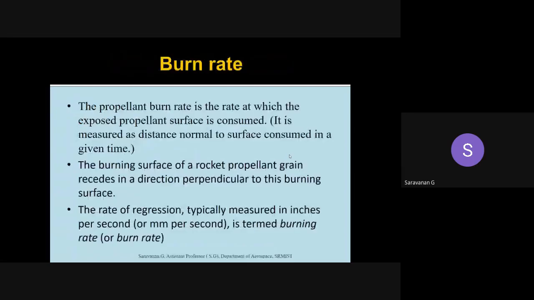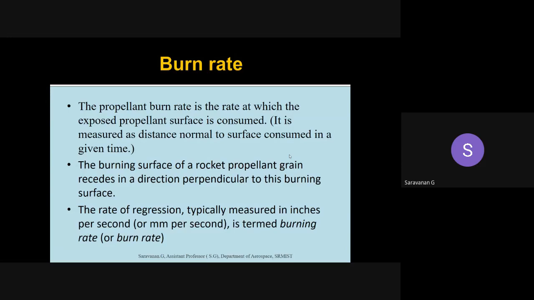Coming to the first concept, burn rate. As you know, burn rate is nothing but the rate at which the propellant surface is consumed. In a solid propellant, the reaction takes place on the surface, so the burning takes place with respect to the surface area consumption of the propellant.